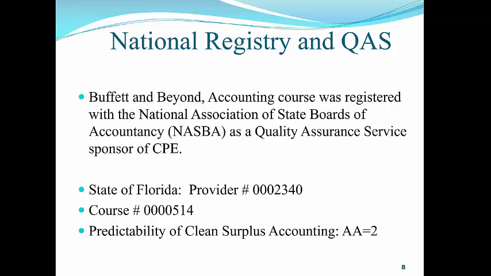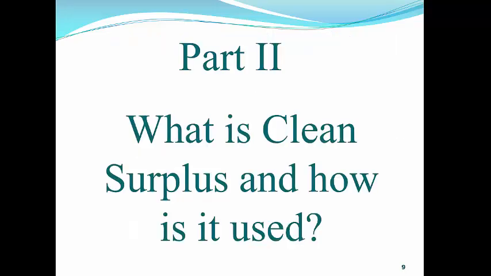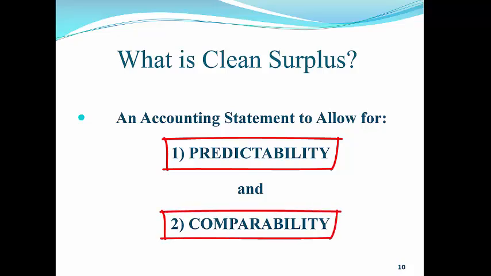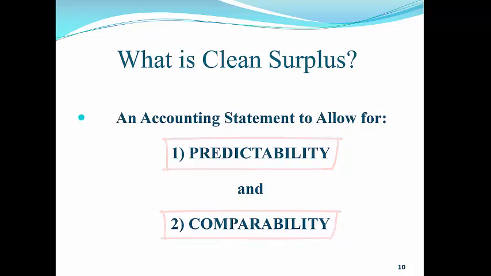So you can see that there's a lot of research behind this, and it is an accepted method, except nobody uses it for stock selection like we do. Okay, what is clean surplus? How is it used? It is an accounting statement that allows for predictability and comparability. Predictability is the key, but you have to have comparability, so you can compare NVIDIA with Amazon, with FICO, with any other stock in any other industry, and that's what's so important.